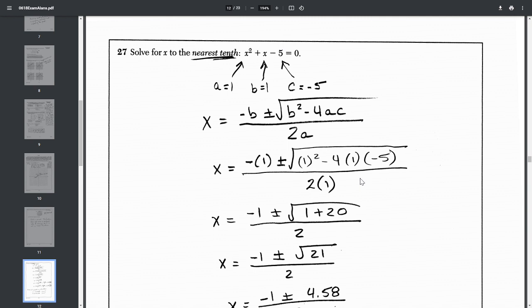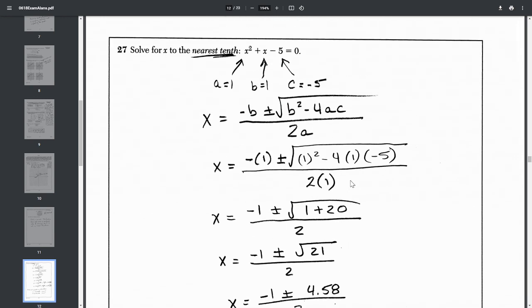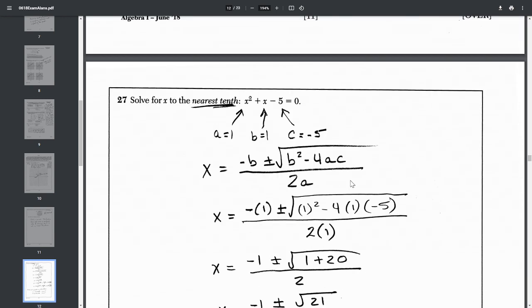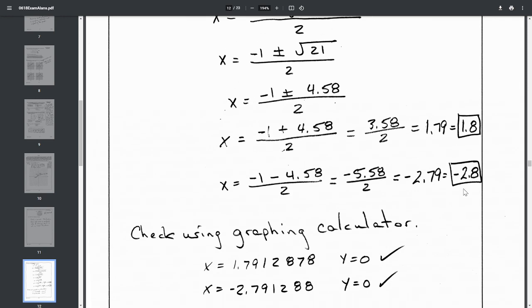Number 27, solve this equation. This is a quadratic equation, so use the quadratic formula. This does not say that you have to use the quadratic formula. It does not say algebraically. It doesn't even say show your work. So you could graph this on your calculator and find where it hits the x-axis, and it would hit the x-axis at 1.8 and -2.8.